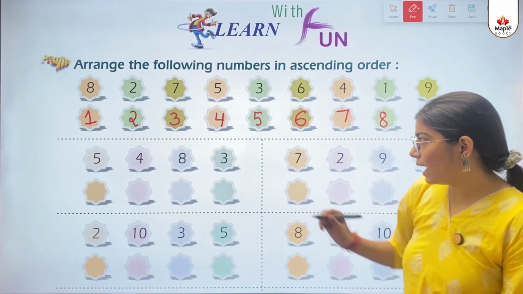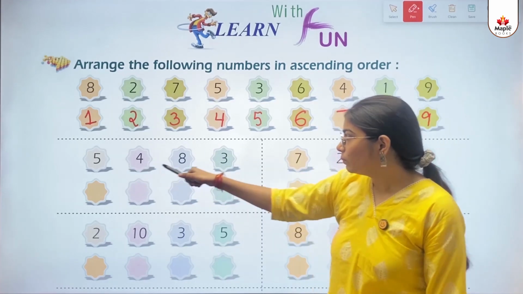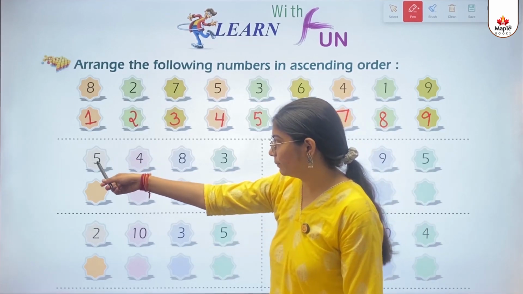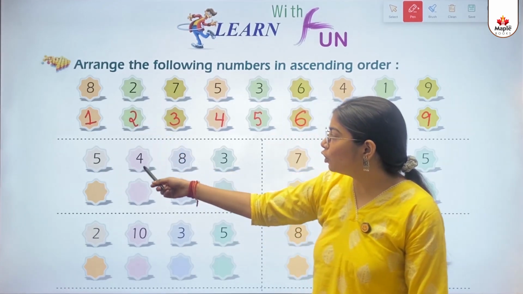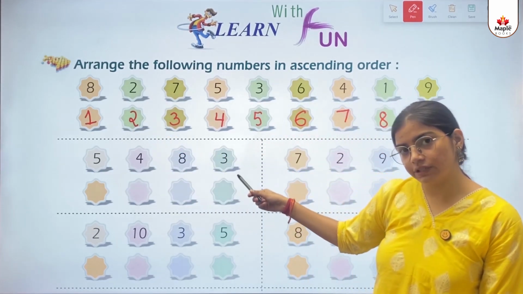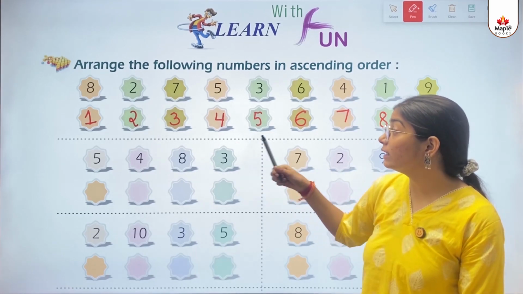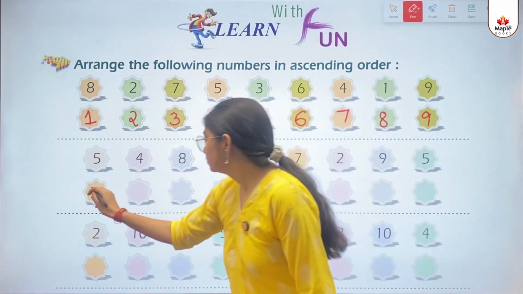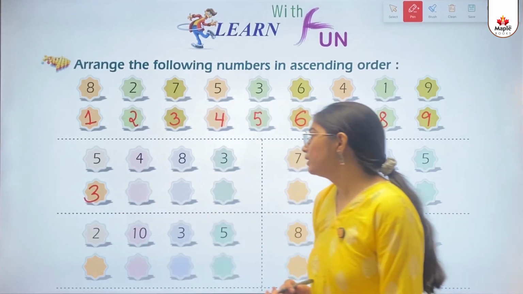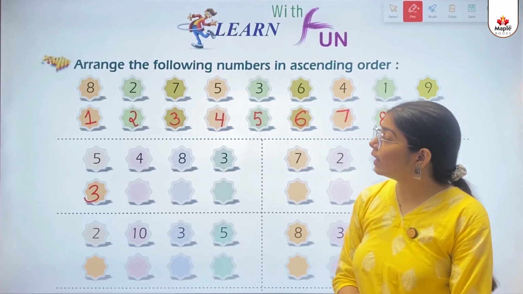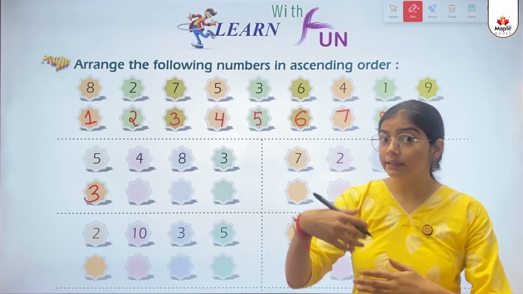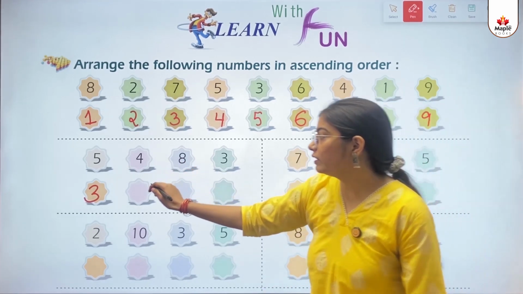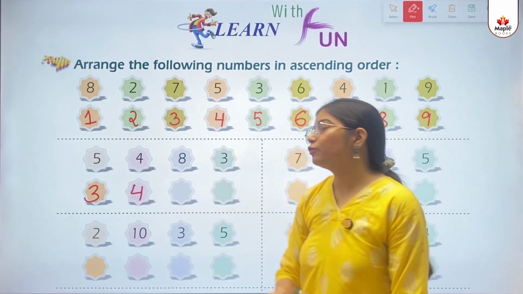Then in this part, as you can see, more numbers are written here. We will see what these numbers are. 5, 4, 8 and 3. So tell me which one is the smallest one. 3 is the smallest one. So we will write here 3. Then after 3, which one is greater than 3 but smaller than the others? So we will write here 4.